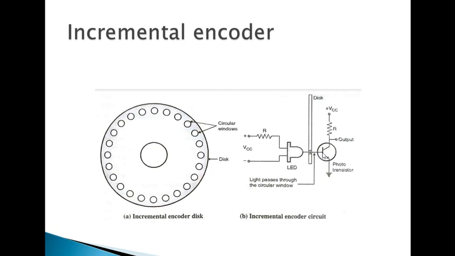As this is connected to the base of a transistor, the phototransistor will conduct, or turn on. When it turns on, we get a zero output. Why do we get a zero output? Whenever there is no light, suppose the area which does not have any hole comes in between the LED and the transistor, the transistor will not sense the light, so it will be in the off condition. As the transistor is off, the VCC will directly appear here as the output.